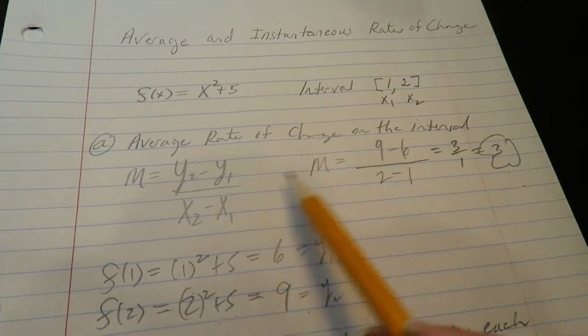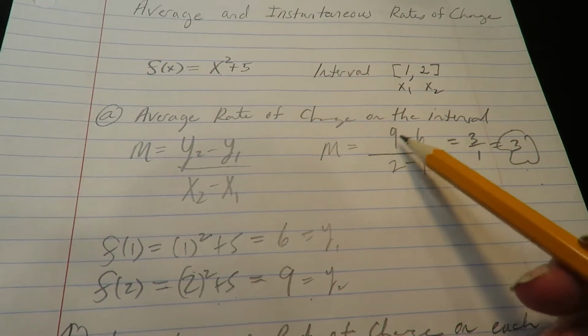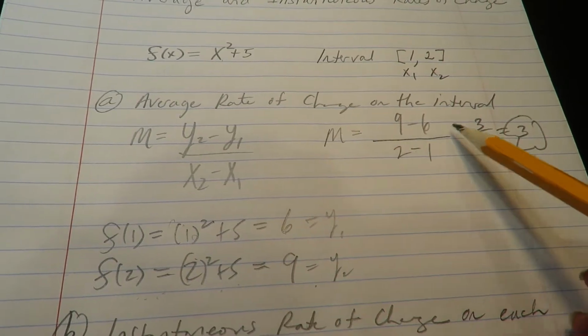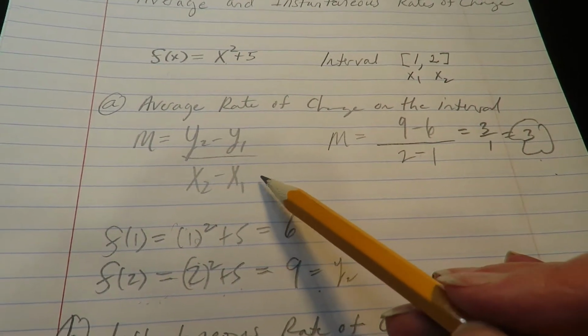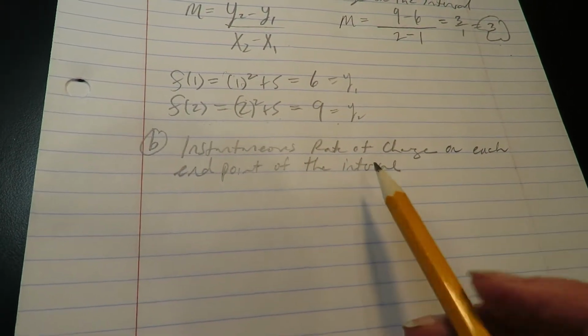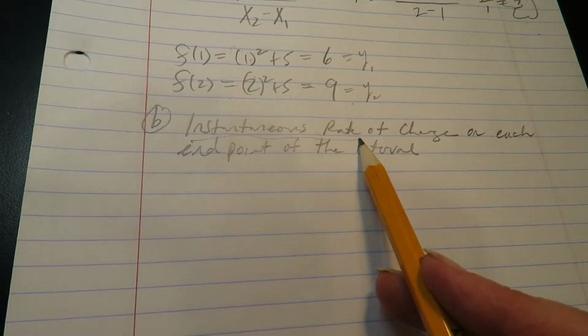So on your next test, just remember that you have to find the first and second y value so that you can finish finding the slope for the average. Now, instantaneous rate of change is calculus. That's your derivative. So this means derivative.